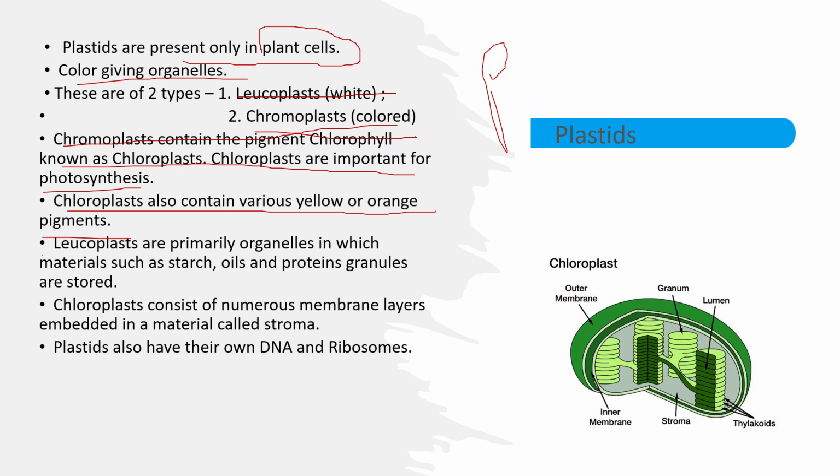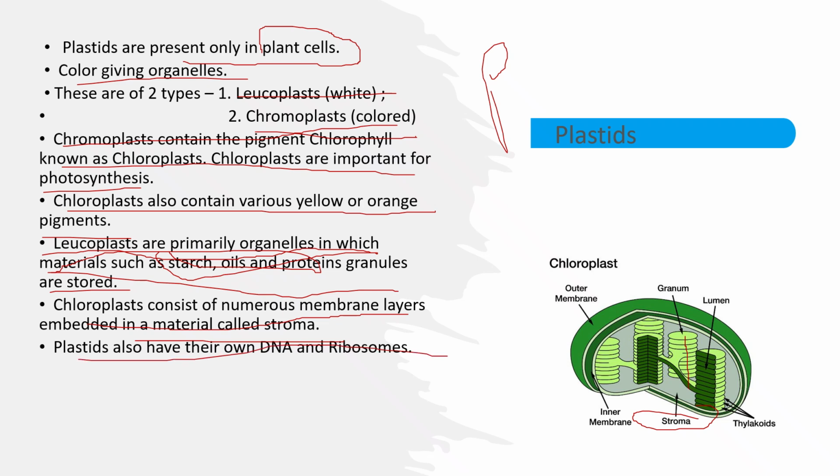And if there is a question, why are leucoplasts white? So leucoplasts are primarily organelles in which materials such as starch, oil, and protein granules are stored. Chloroplasts consist of numerous membrane layers embedded in a material called stroma. Look, these are the chloroplasts, which consist of numerous membrane layers embedded in a material called stroma.